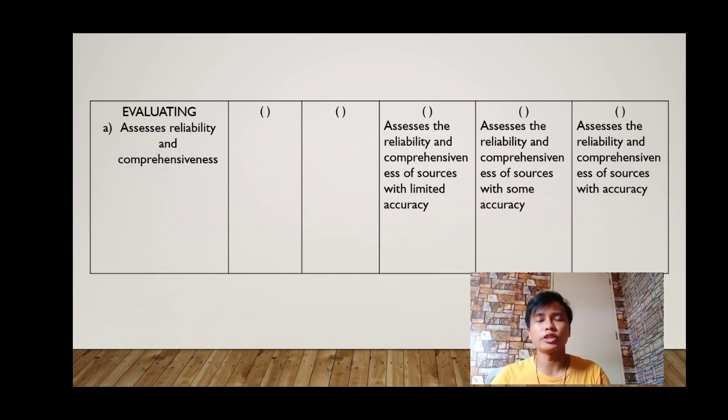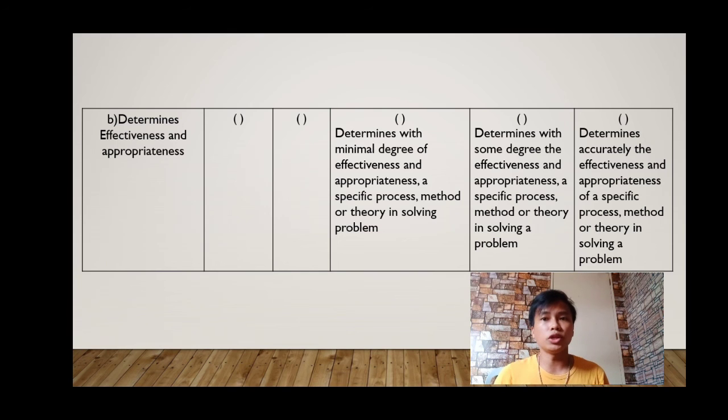So in this category, the students can, with their performance, evaluate the information of the sources with accuracy. So they can be sure enough that the information they get or search is already reliable and comprehensive. They can evaluate it already. So that's the competent category.